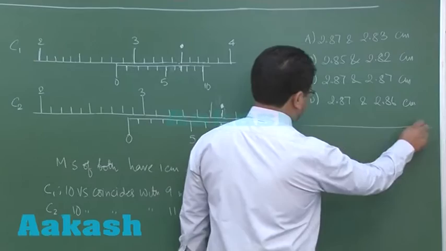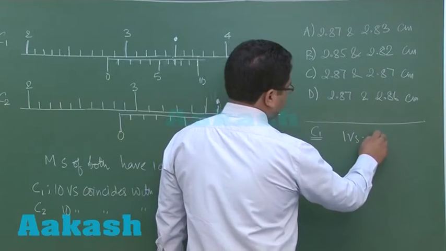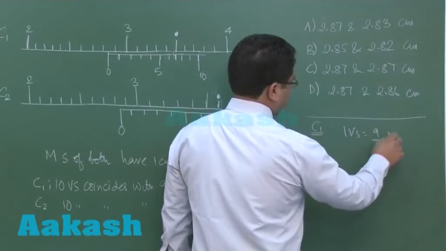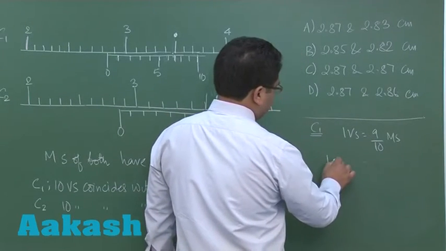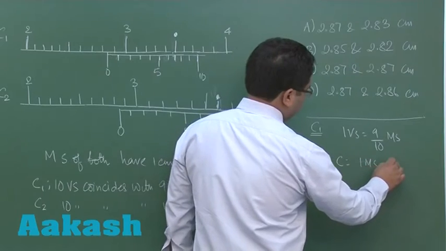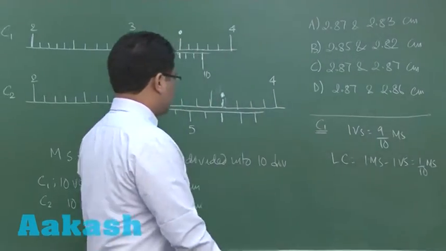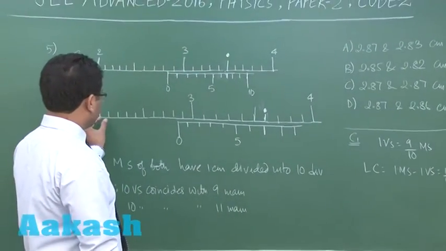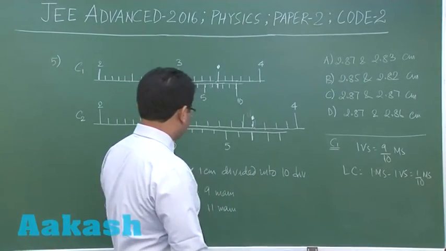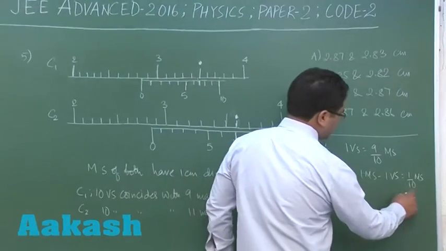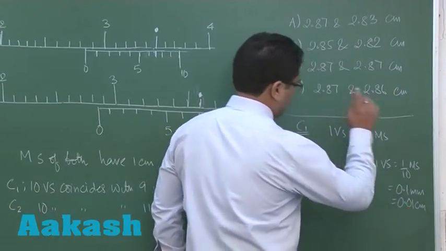Let's go for the first case because that's a regular. You see, 1 VS is 9 by 10 MS, and of course you could see least count is 1 MS minus 1 VS, and that's 1 by 10 MS. And you could see that the one main scale division is of course 1 millimeter, because it's been straightaway said 1 centimeter divided into 10. So this is 0.1 millimeter or 0.01 centimeter.